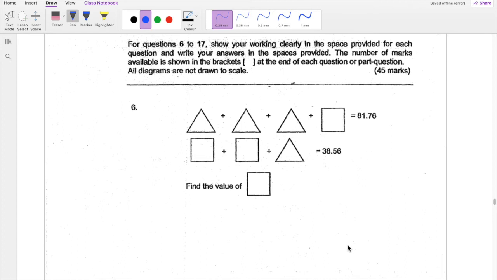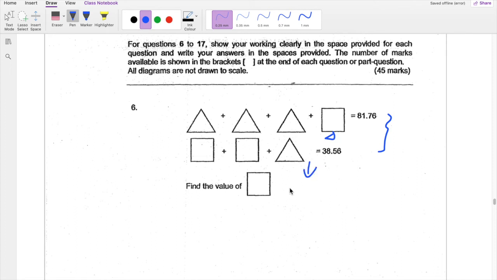Okay, question 6. Here we see 3 triangles and a square equal to this value, and 2 squares plus 1 triangle equal to this value. Then we want to find the value of a square. With these two, we need to eliminate the triangles. How? We see that this one has 1 triangle. If we multiply it by 3, we will have 3 triangles here.